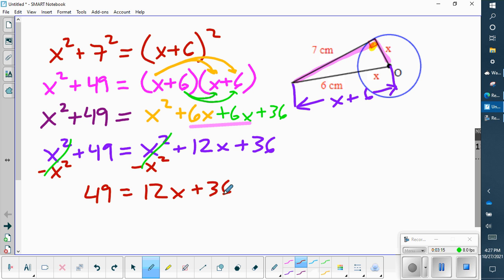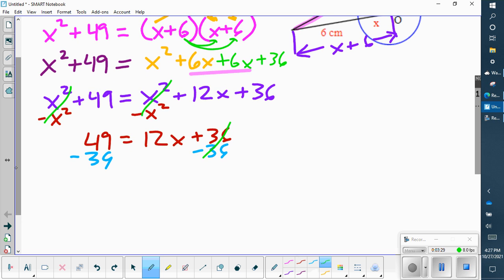This is a two-step algebra equation. Step 1, subtract 36 from both sides, and that's going to go away right here. Let me redo the 36 so it's not so ugly. On the left side I get 13, and on the right side I get 12x. Now it's a one-step algebra equation, and that one final step is divide both sides by 12.